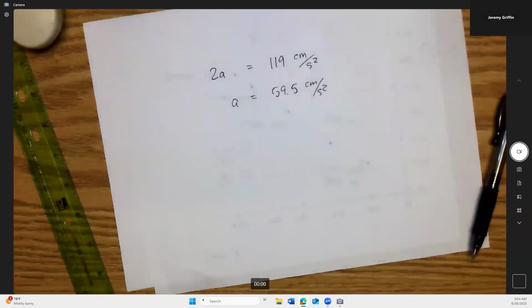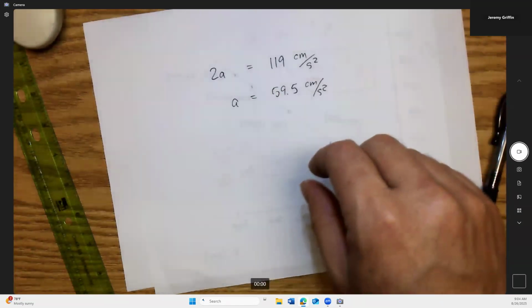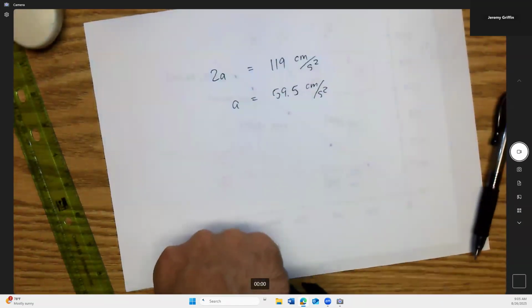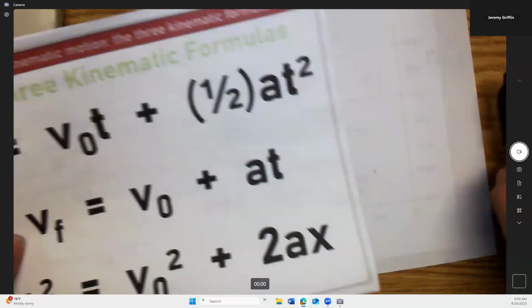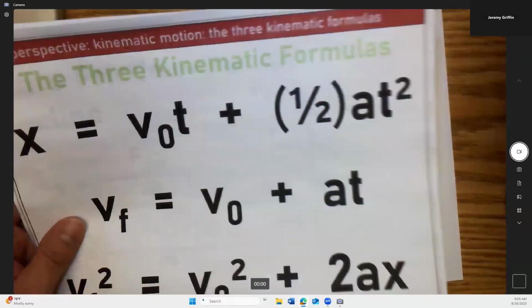Right. So let's do this. I want to do equations with you guys, and then let's score the rubrics after the fact. So let's do these equations.